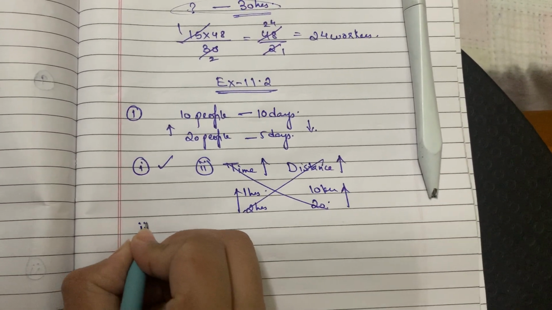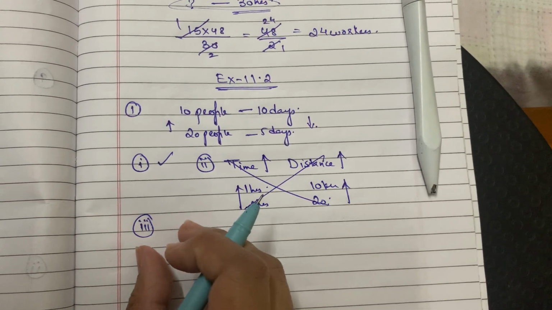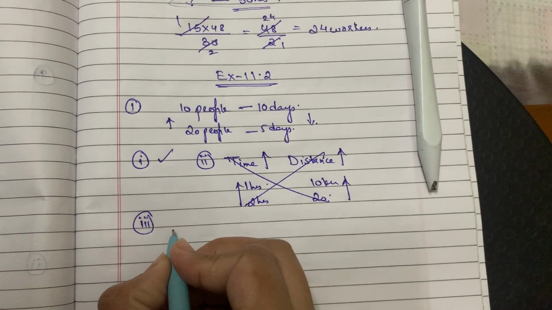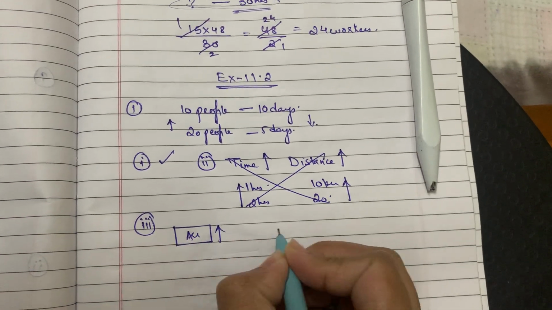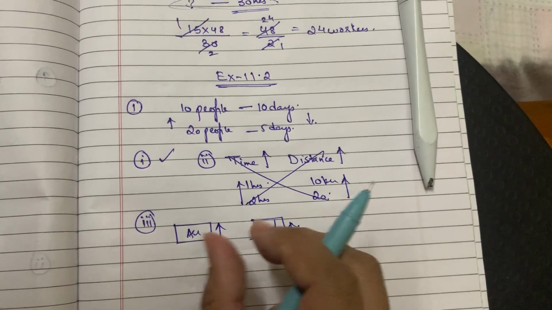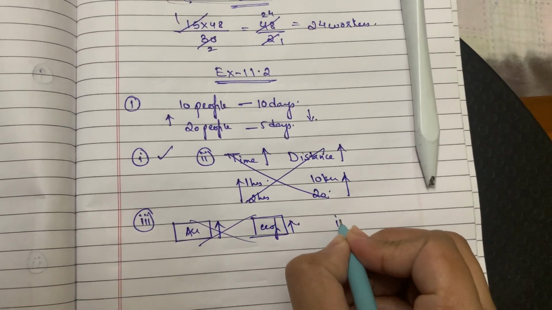Going to the third one then. The third one is the area of cultivated land and the crop harvested. What's going to happen over here? The area is more, so the crop that will be harvested will also be more, isn't it? The more land, the more crop you will get. Not possible.